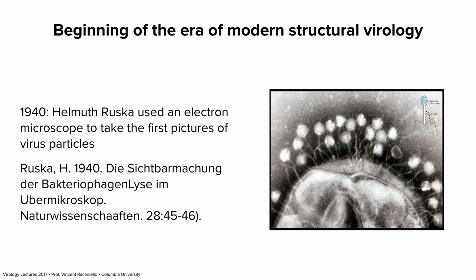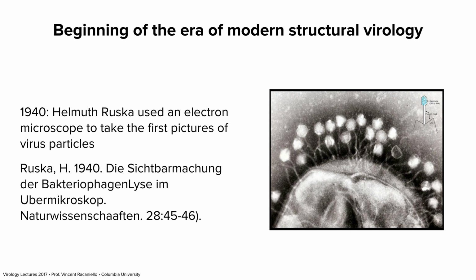Now, the modern era of structural virology, when we begin to understand how viruses are built, starts in 1940 when Helmut Ruska, working in Germany, used an electron microscope to take the first pictures of virus particles. Here's the article in German, if you'd like to read it. It's online. You can actually see his microscope if you're in Munich in the Technical Museum there. Anyway, this was a bacterium infected with bacteriophages. That's one of the first electron micrographs. And as I said, for the first time, we saw that they're particles, because we didn't know what they actually were. We thought they might be liquids.